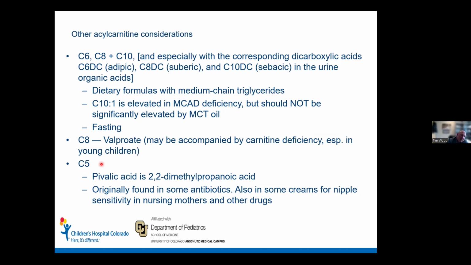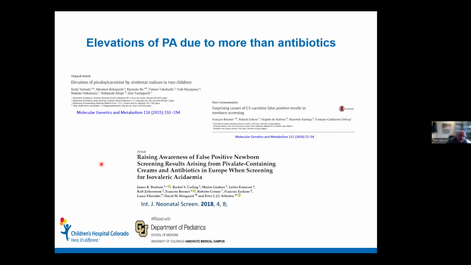And then I want to spend just a minute talking about pivalic acid, which can give you elevations in C5. This wasn't a problem as long ago, but we've seen some papers come out recently that pivalic acid compounds are making a comeback. Here are some of those references. If you get an elevation of C5, and especially on newborn screening, you might think about not only antibiotics, but these pivalate containing creams here in the US. So these are a couple of articles you might want to take a look at.